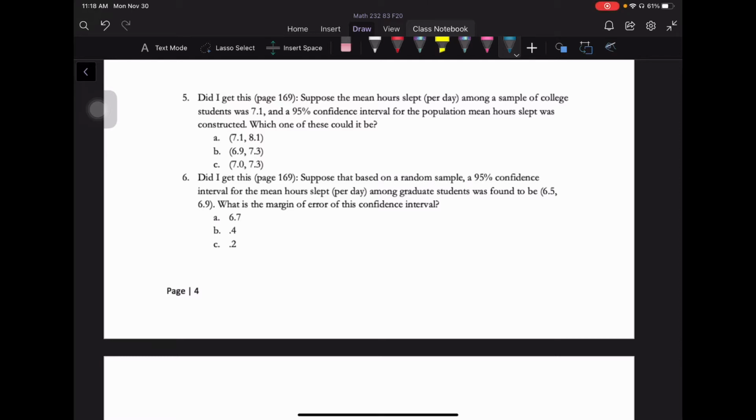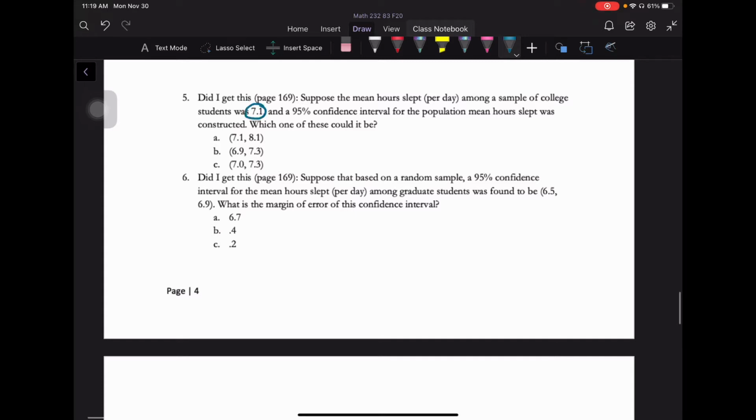Okay, let's finish up with a few questions, multiple choice, and see how we can calculate. So on the Did I Get This from page 169, suppose the mean hours slept per day among a sample of college students was 7.1 and a 95% confidence interval for the population mean was constructed. Which one of these could it be?